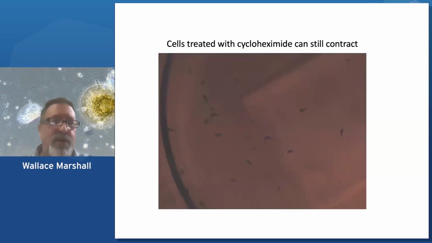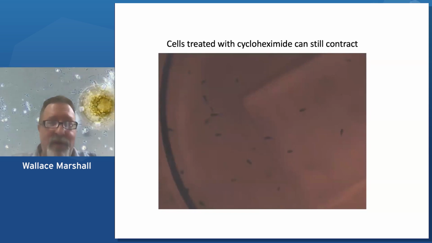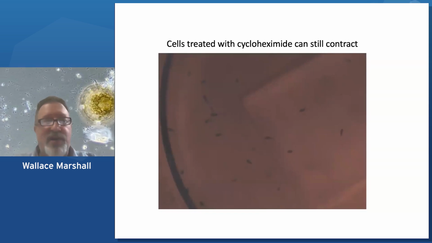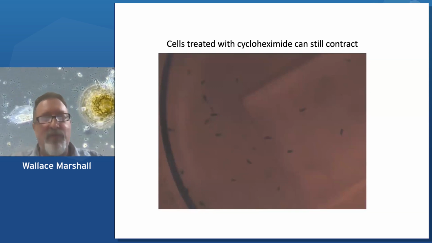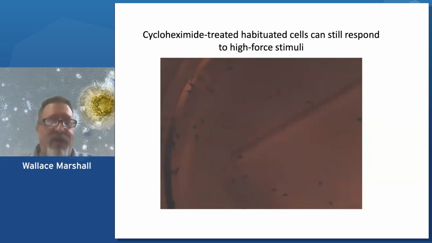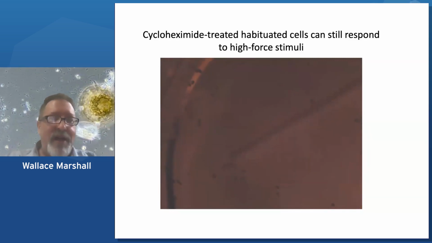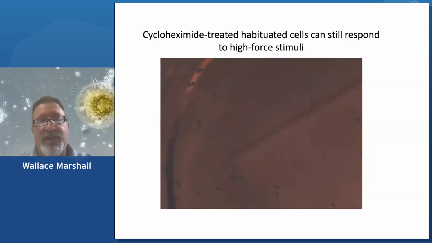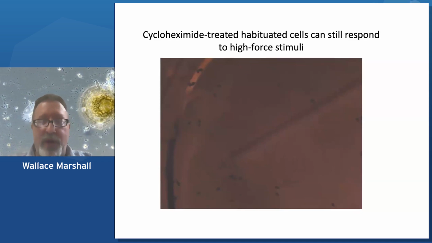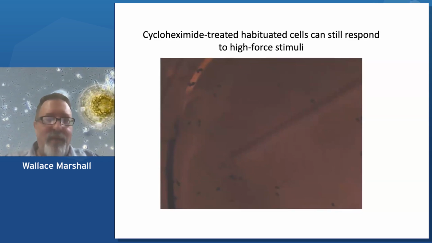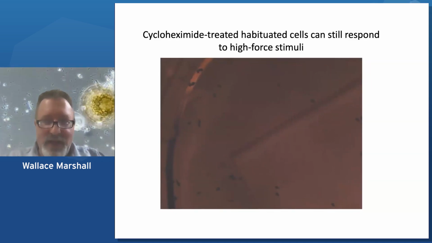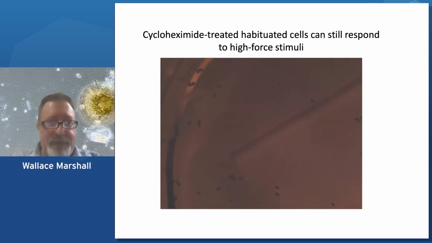So we also know, though, that as I mentioned, the cells can still habituate when you poison translation. They still contract just fine, so there's no effect on the actual motile machinery or the sensing machinery. And once you've habituated them in the presence of cycloheximide, if you hit them with a very large force, they still respond just like a normal cell would. And so again, it's not in any way impairing their ability to sense the stimulus or to respond.